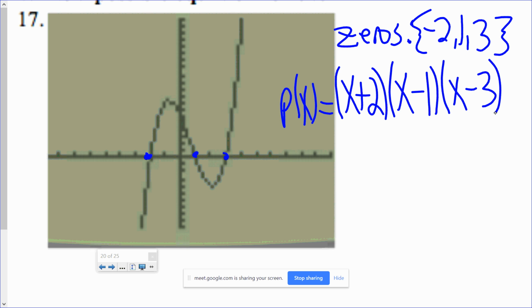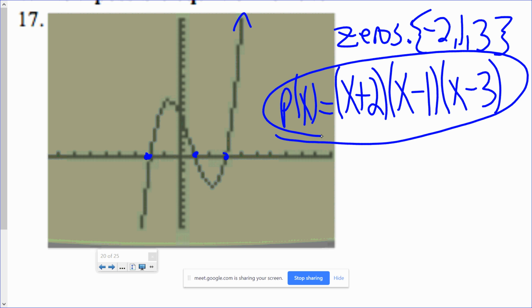Now again, there may be something in front. I'm not really worried about that now. What we can be careful of, though, because this thing opens up, it should be positive. If it opened down, then I would know there would have to be a negative in front, and that's what we talked about last time. So we'll talk about the positive, negative, but other than that, we're not going to worry about the value that's in front. It's not really necessary for our purposes right now. This would be my answer.